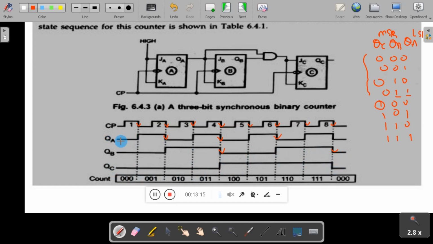So let me repeat. The output of QA will change during the negative edge of the clock. Initially it was 0, it becomes 1, then 0, then 1, then 0, then 1, 0, 1. Because we have connected this to high, the output will toggle. Then the output QB changes during the negative edge of QA. Which is the negative edge of QA? This. Similarly, QC changes during the negative edge of QB.